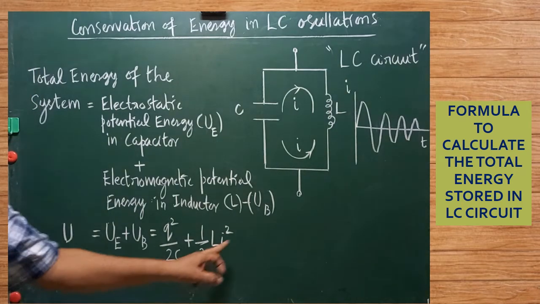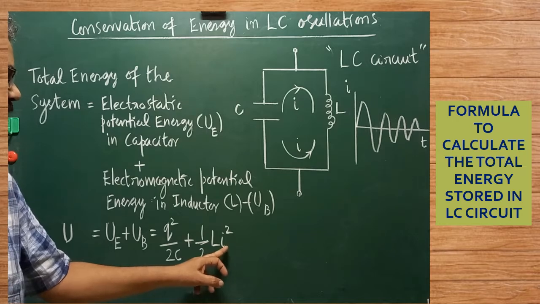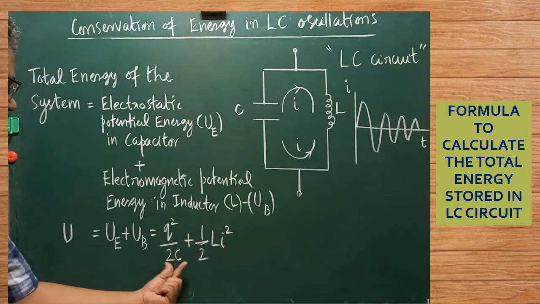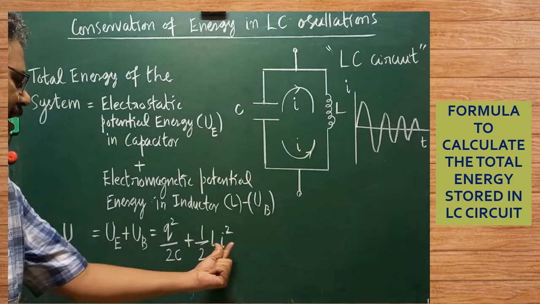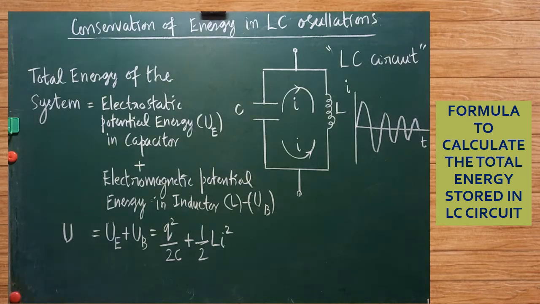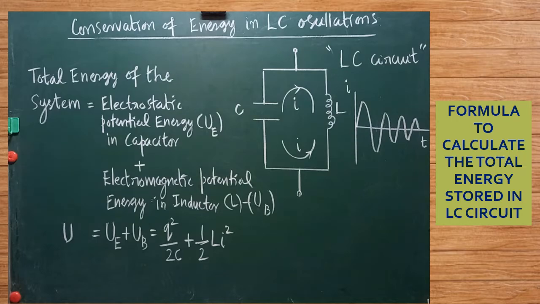Here L is nothing but the inductance value. Are you clear? I is the value of current induced in the circuit. Q square divided by 2C plus half L i square is the formula. So this is the formula that gives you the total energy in the system, the total energy stored in the LC circuit. This formula is essential for learning the three different cases. Understood?